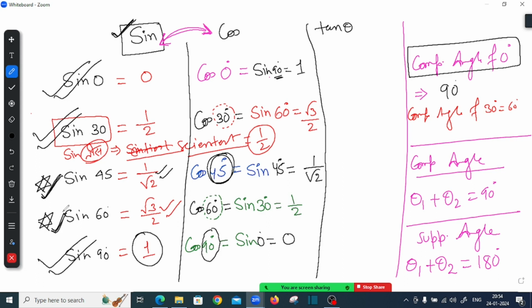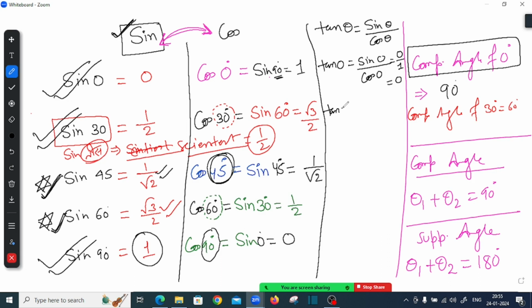That's so simple, right? Now what is tan? Tan is basically sine theta upon cos theta, you know this. So if someone is asking tan 0, what it should be? It should be sine 0 upon cos 0, right? Sine 0 is 0, cos 0 means sine 90, it means 1. So 0 upon 1 is 0. So tan 0 is also 0.